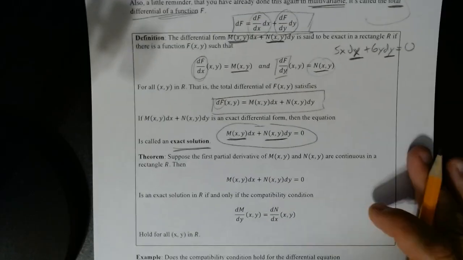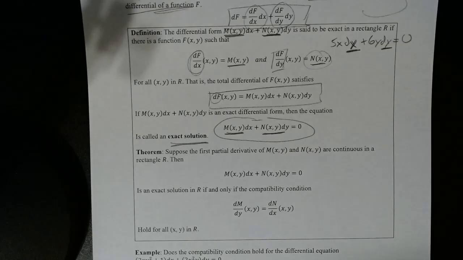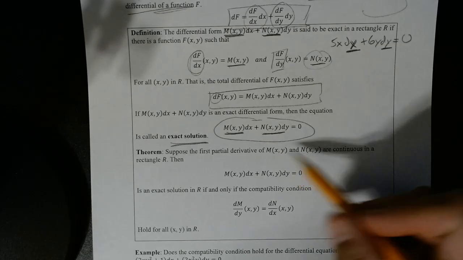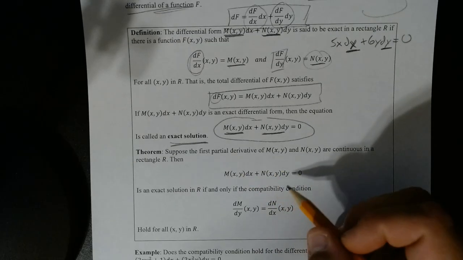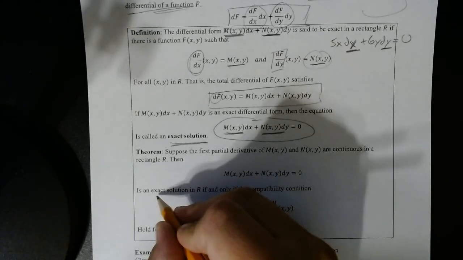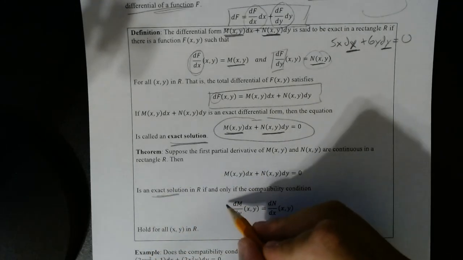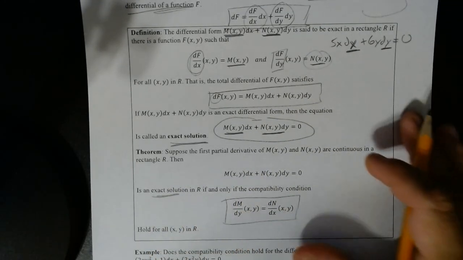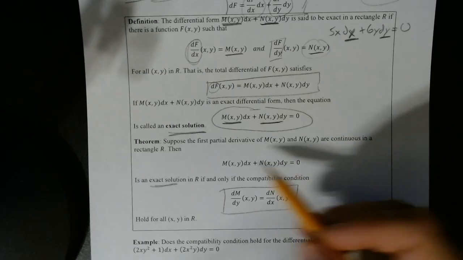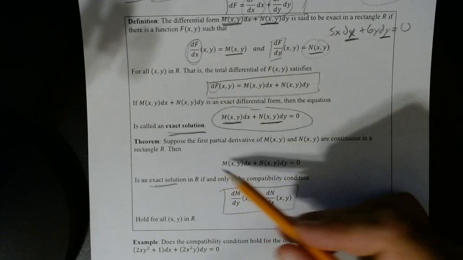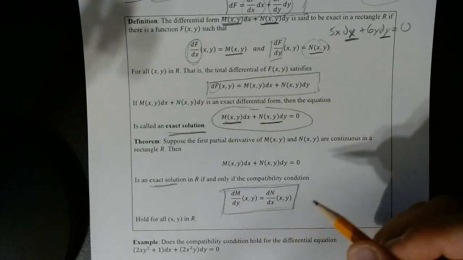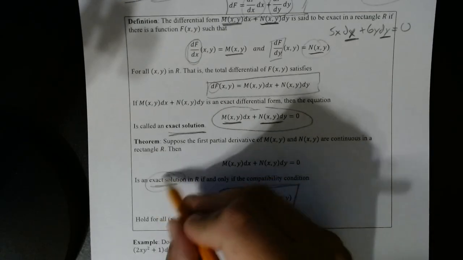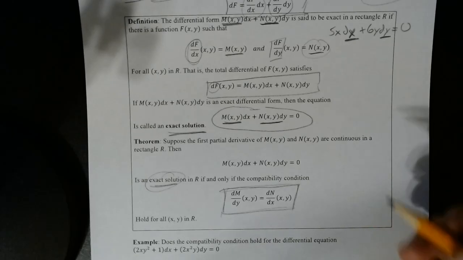Now this is where it comes into play. Suppose the first partial derivatives of M and N are continuous, meaning I take the derivative with respect to x and y individually, the partials. Then this is an exact solution. So this equation is exact if this is compatible. In other words, before we even start solving this type of situation, we first want to prove that this is actually true. Because if this is not true, then we cannot have an exact solution. That's the best part of the if and only if.